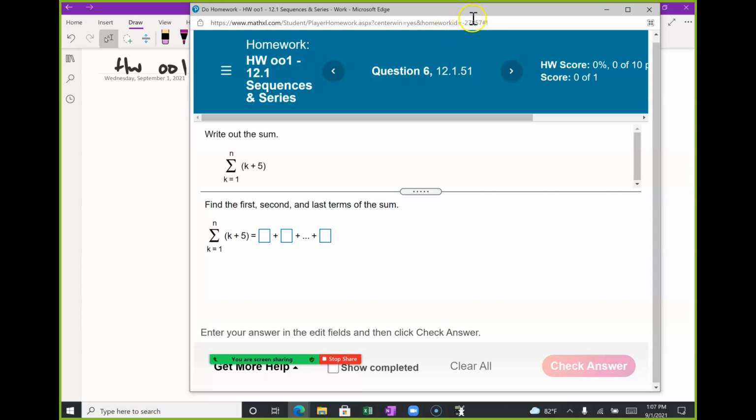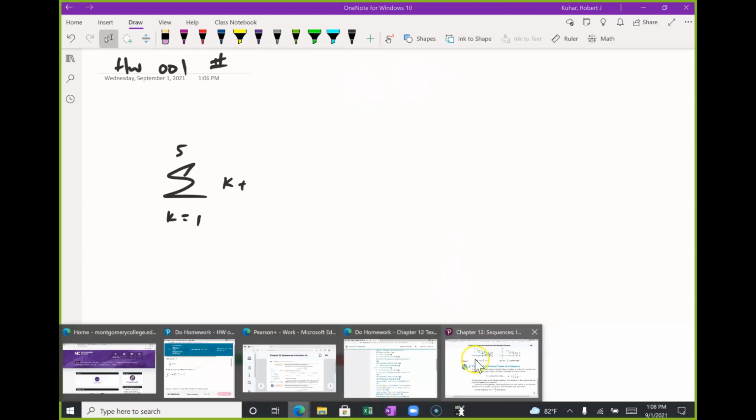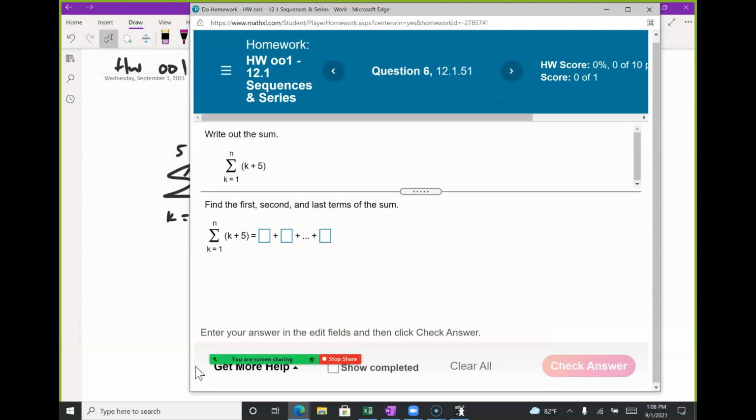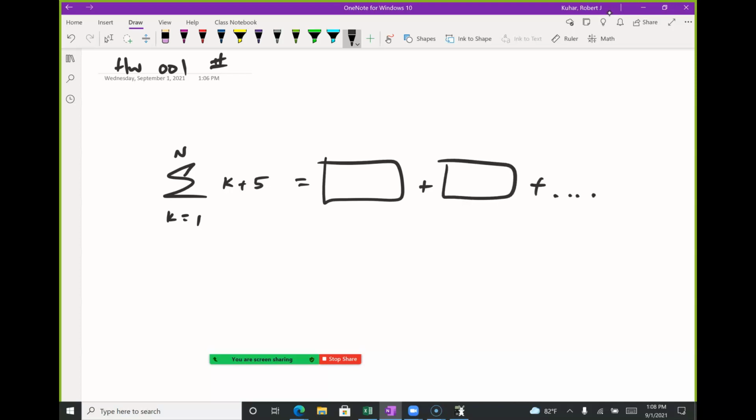So this is the sum from k equals 1 to n of k plus 5. Okay, it's homework 1, question 6. Right, and so they want the first term, the second term, and the last term. Right, first term, second term, last term.